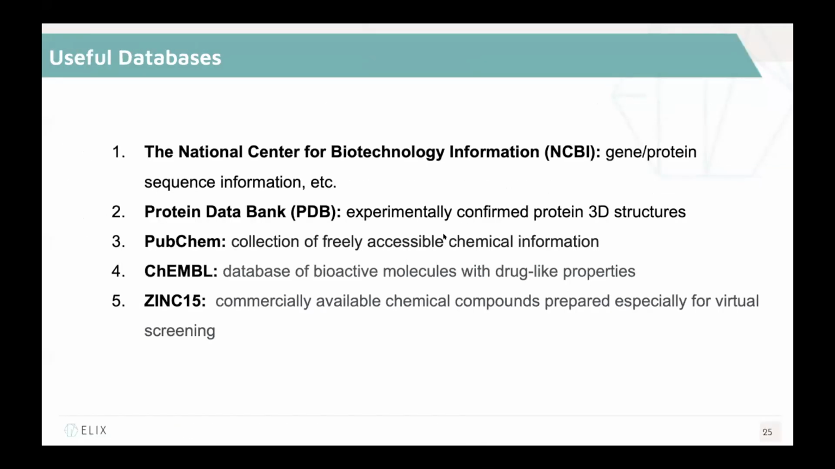In addition to what Romeo presented, if you want to know where you can find that kind of data, here are some databases that might be useful. The NCBI database includes a lot of gene, protein and sequence information. You can also find some chemical information there. Protein Data Bank is a very useful resource because it contains experimentally confirmed protein 3D structures, which is not easy to get, and it has a huge library of the proteins. PubChem is a collection of chemical information. ChEMBL is also a very useful database where you can find drug-like molecules. And ZINC15 is a library especially for virtual screening or molecular docking analysis.